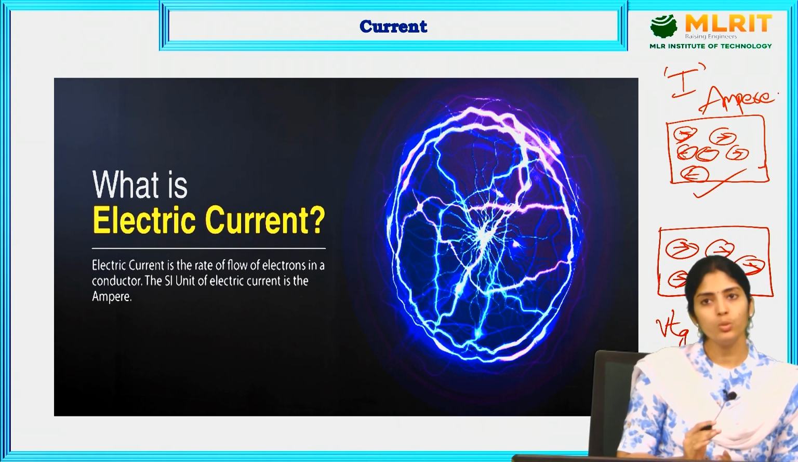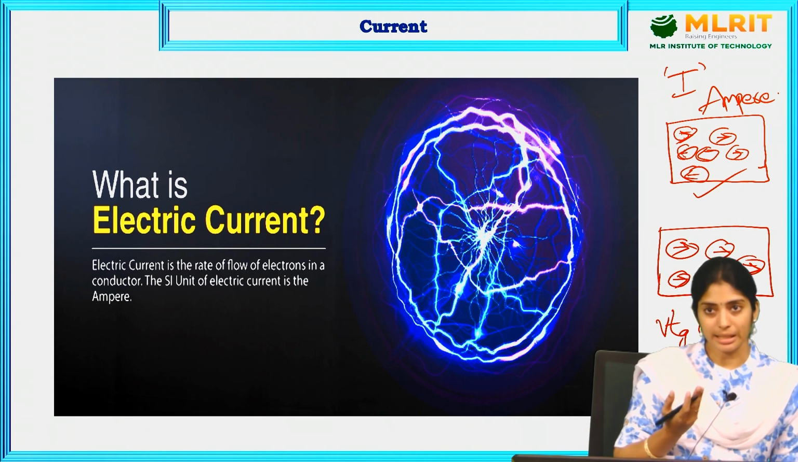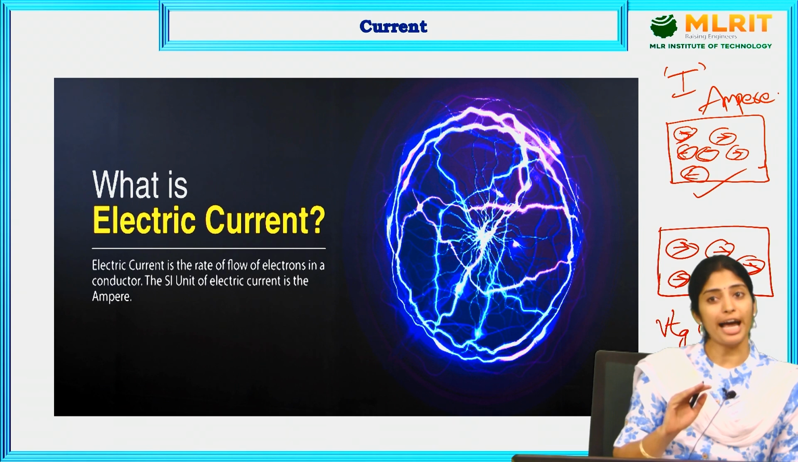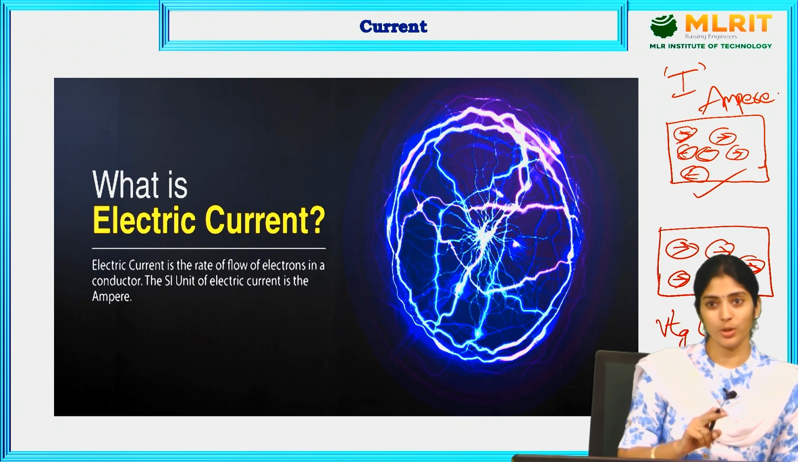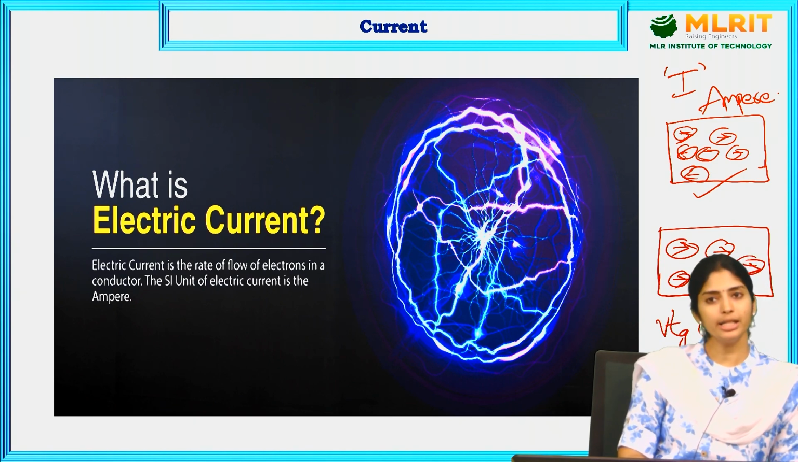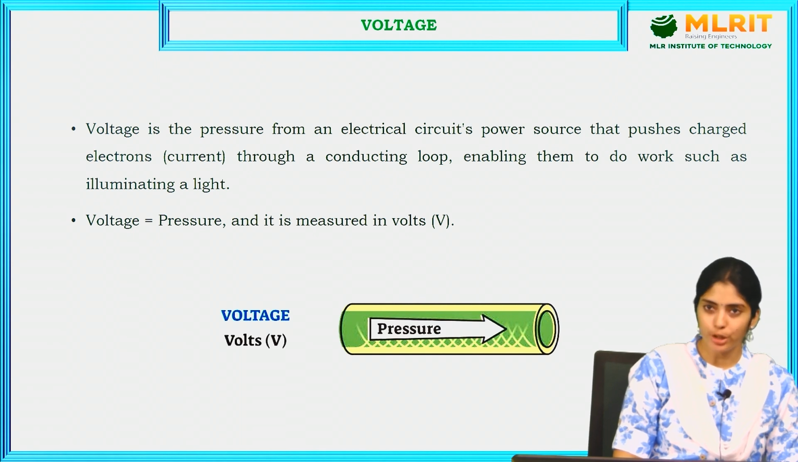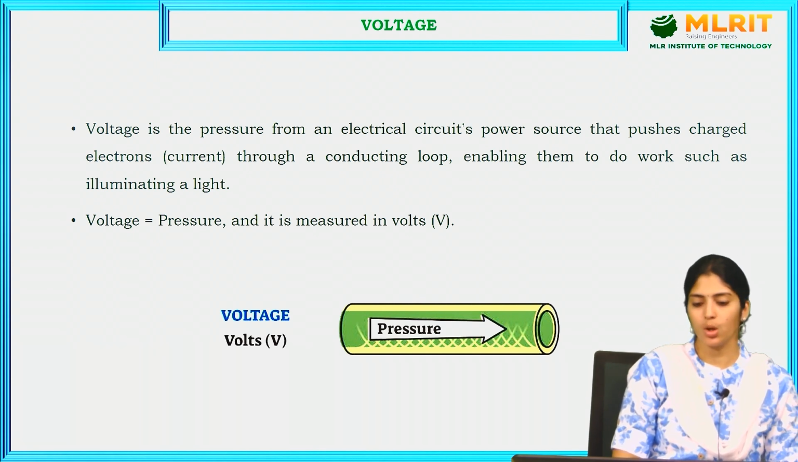So finally we can determine what electrical current means. Electrical current is nothing but the rate of flow of electrons in a unidirectional manner in a conductor. So in a conductor, flow of electrons in a unidirectional manner is called current, and the unit of current is ampere. Now we are going to discuss an important topic in electrical terminology called voltage.